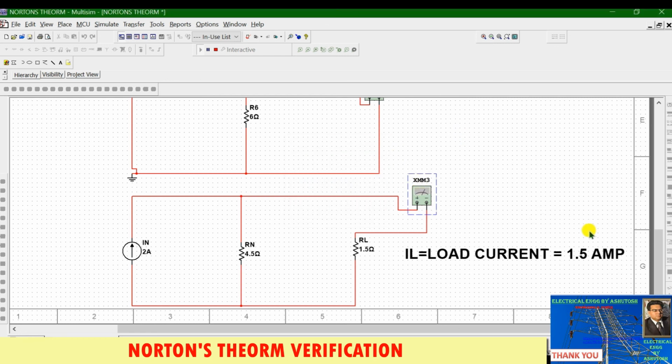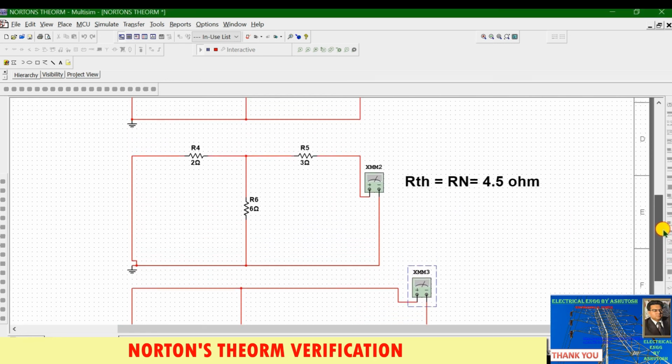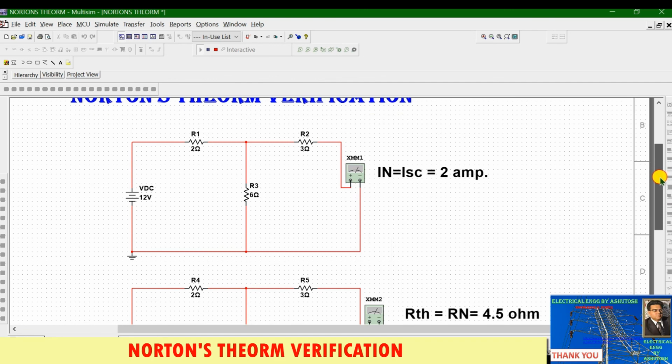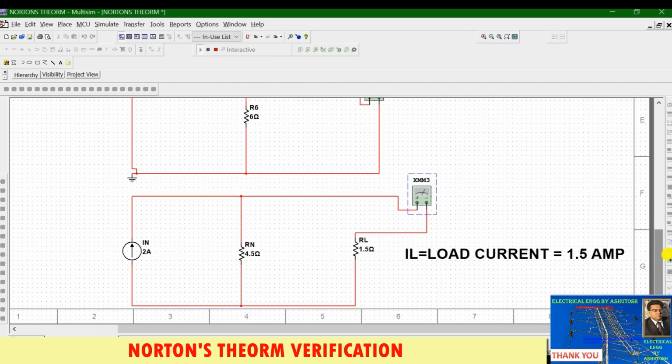So guys, you can also simulate, draw and construct the circuit of Norton's theorem by using Multisim software and verify Norton's theorem. So that's it.